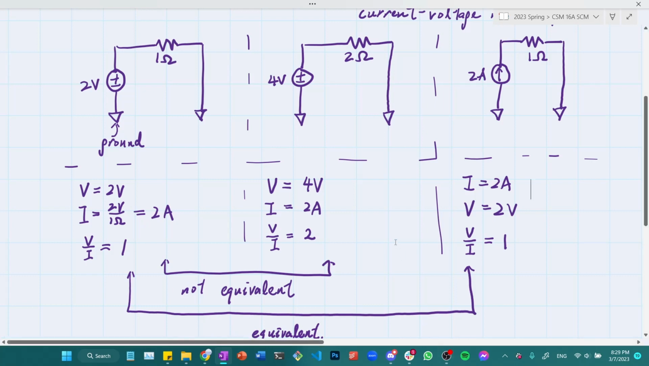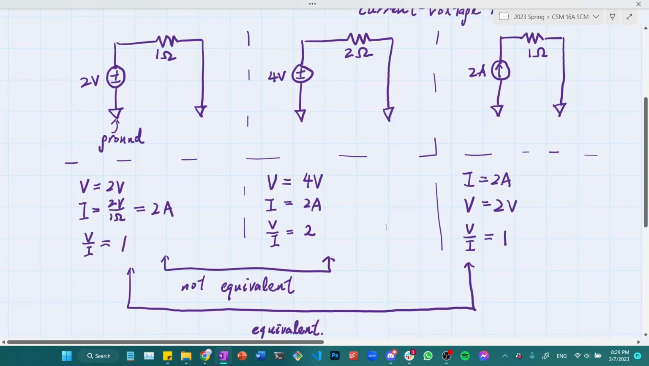So what I was trying to say here by showing you these 3 circuits is that there are circuits that may look very different from each other, but have the same properties in terms of having the same IV relationship, and we call these equivalent circuits. But there are also circuits that might look very alike, but have different properties in terms of IV relationship, so they're not equivalent circuits. Okay, so that's a little fun thing about circuits.